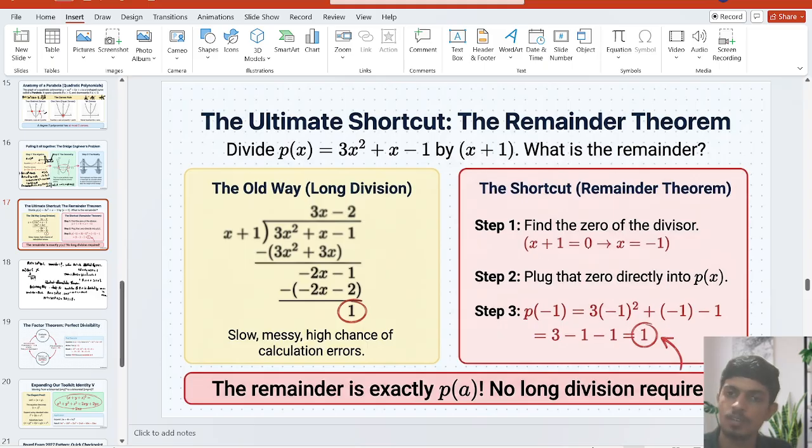So x plus 1 equal to 0. Putting x plus 1 equal to 0, then x equals minus 1. Plug that directly into P(x). Now P(minus 1) is equal to 3 into minus 1, you get 1. And this is a long division. It also has high chances of calculation error. The remainder is exactly P(a). No long division required. Okay.